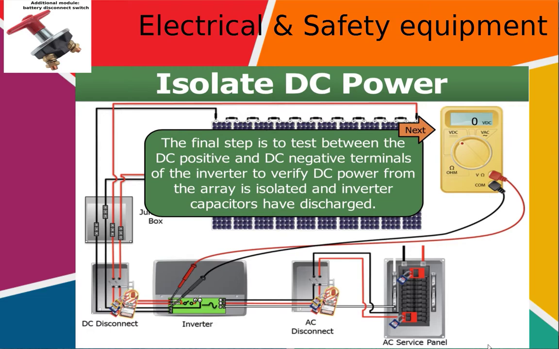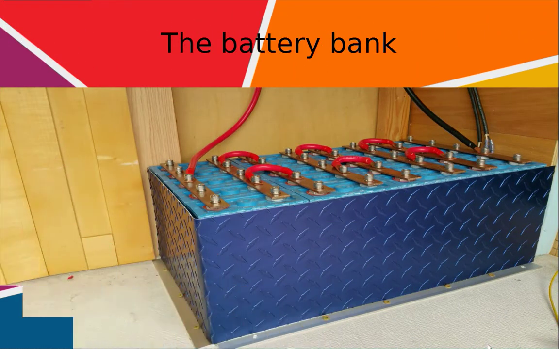The battery bank. In a hybrid system, once solar power is used by the appliances in your property, any excess power will be sent to your battery bank. Once the battery bank is full, it will stop receiving power from the solar system.